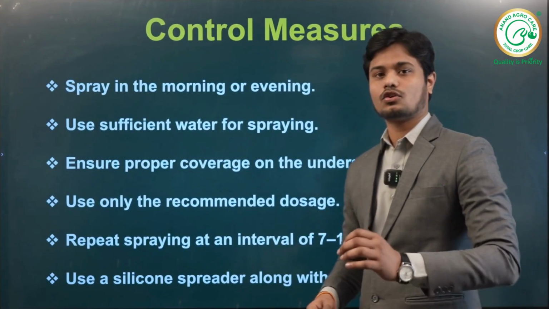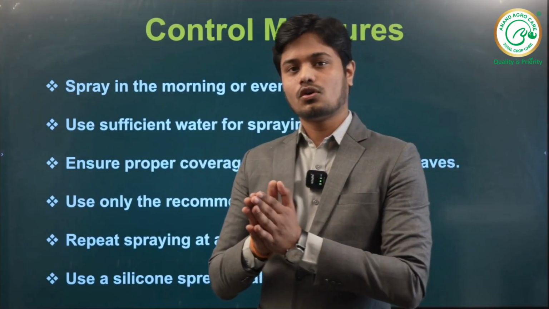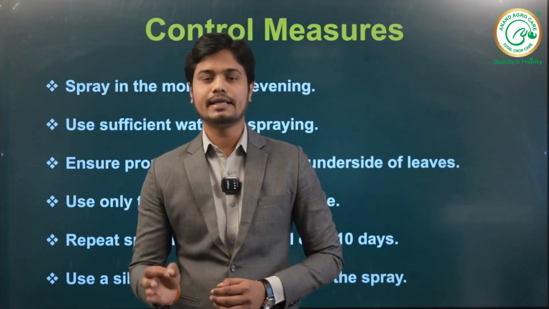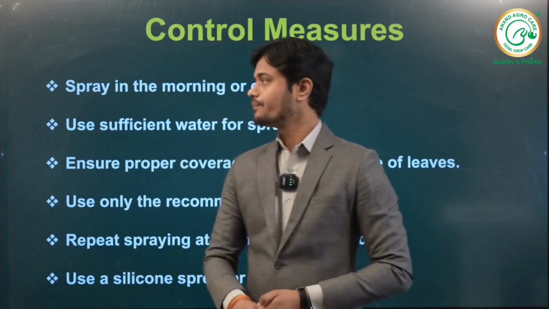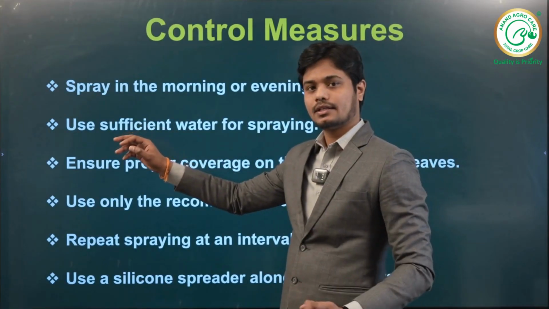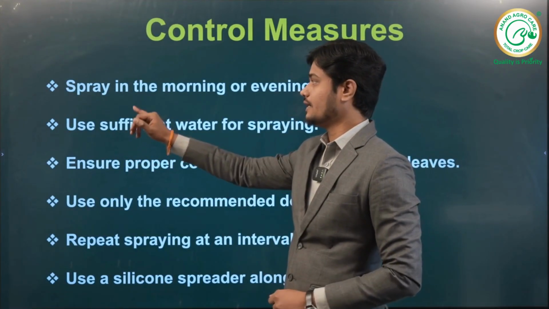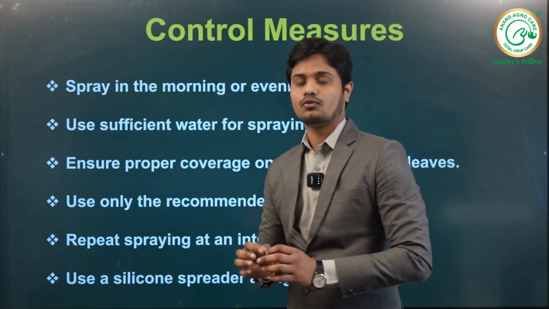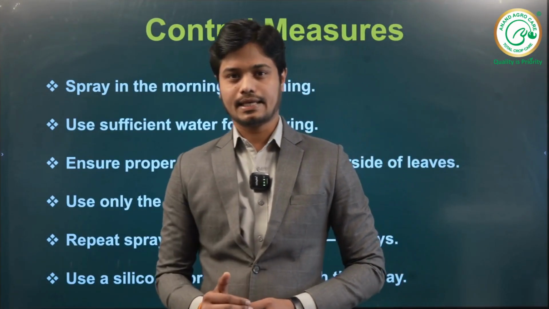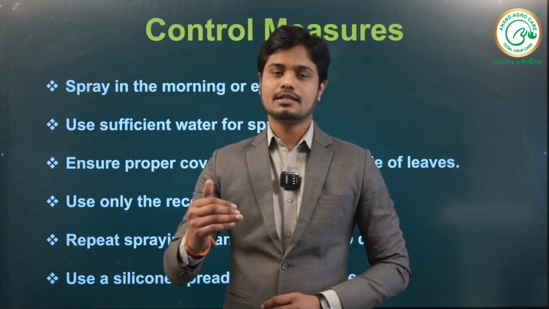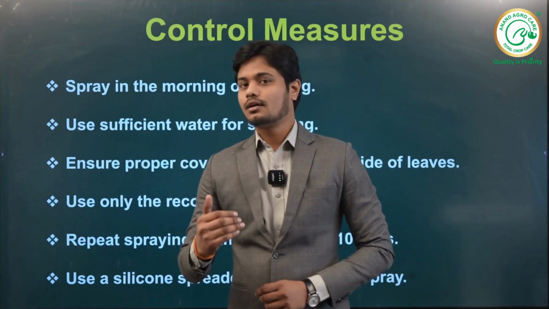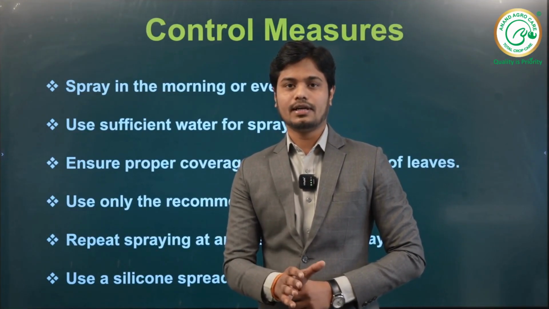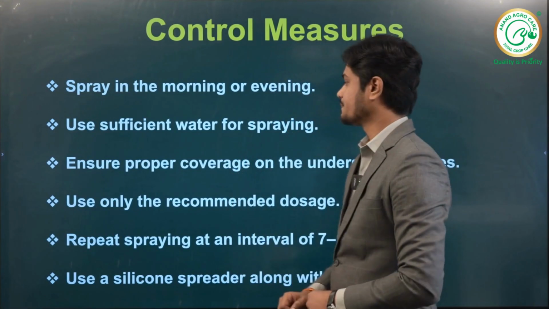So what are its control measures? Why should we follow the control measures? Because as we all know, prevention is the best remedy. Early detection is very important, very necessary. Spray in the morning or evening. Why only in the morning or evening? Because at that time the evaporation level is low, so whichever spray you are applying on the field will be more effective.